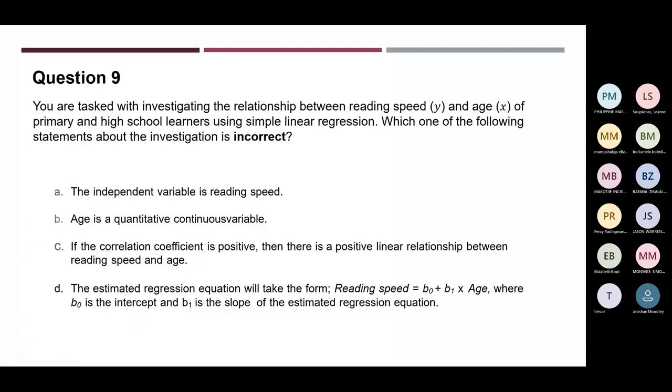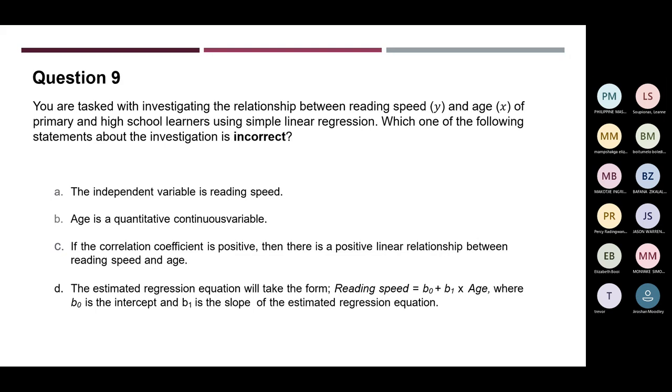9. You are tasked with investigating the relationship between reading speed and age of primary and high school learners using simple linear regression. Which one of the following statements about the investigation is incorrect? And here we're talking about the regression.